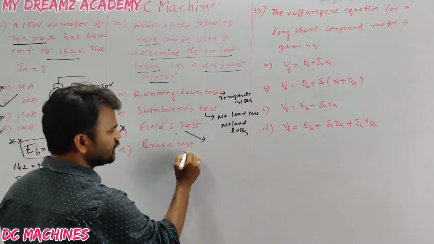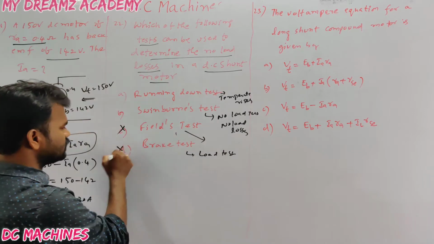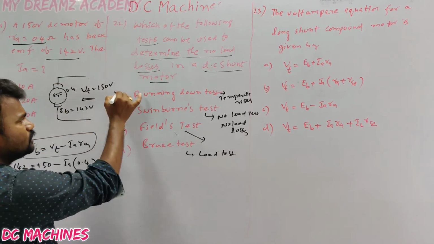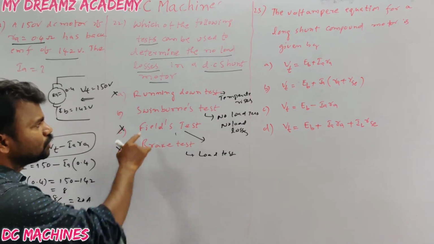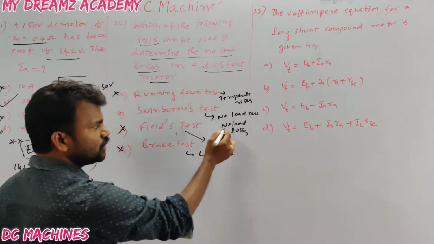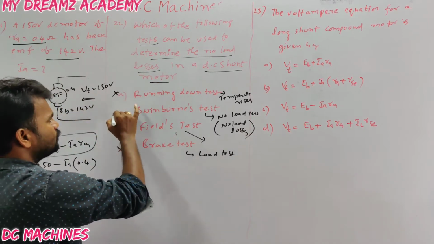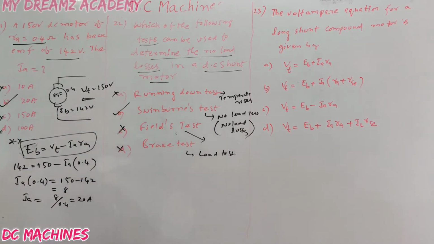And the brake test is a load test. This test is also not suitable. So only on no load condition, the Swinburne test can be used to measure the no load losses or constant losses. Option B is right.